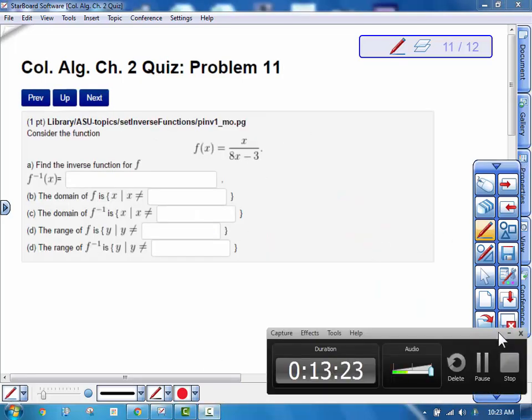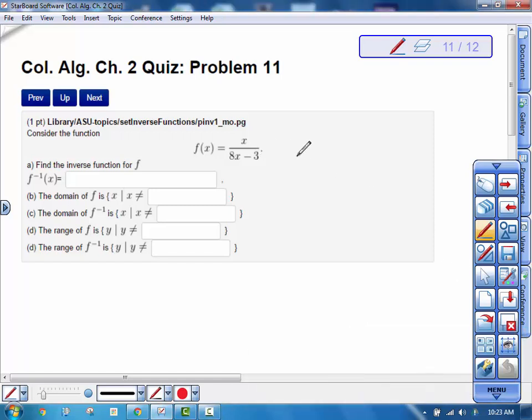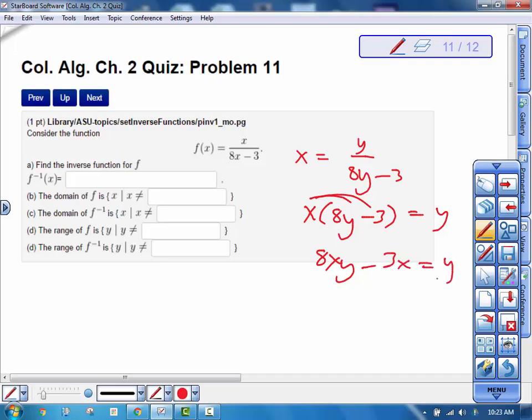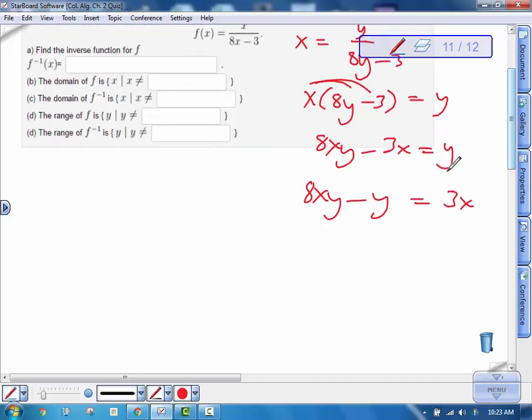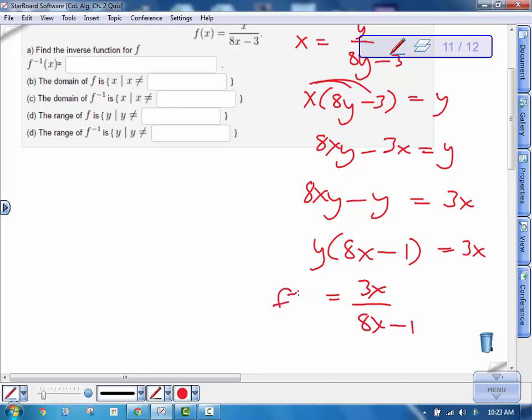Next problem gives us this function right here, which they want me to find the inverse of. To find the inverse, you switch x and y. Now this is tricky because I got to get y by itself, so I'm going to have to multiply both sides by 8y minus 3. And then I'm going to have to distribute the x. And then I'm going to have to get the y's together. So 8xy minus y equals 3x. And move the x over and move the y over. And then I can factor out a y, and that gets y by itself. And then I can just divide both sides by 8x minus 1. So there's your inverse function, which instead of writing y, we'll write inverse function. So that goes right here.